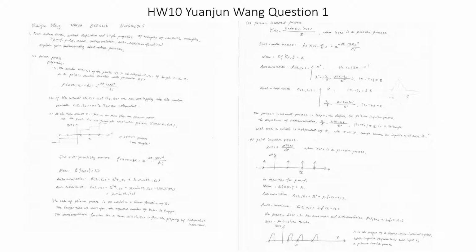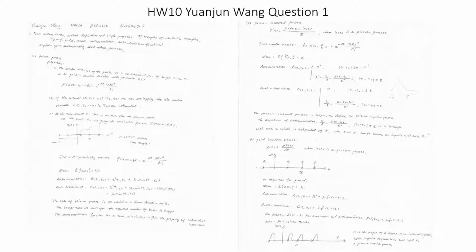Homework 10, question 1. The question is: from the lecture notes, collect the definition and the simple properties of examples of stochastic processes. The first one is the Poisson process. There are three properties of the Poisson process. The first one is that the number N(t1, t2) of the points ti in the interval of t1, t2 of length t equals t2 minus t1 is a Poisson random variable with parameter lambda t.